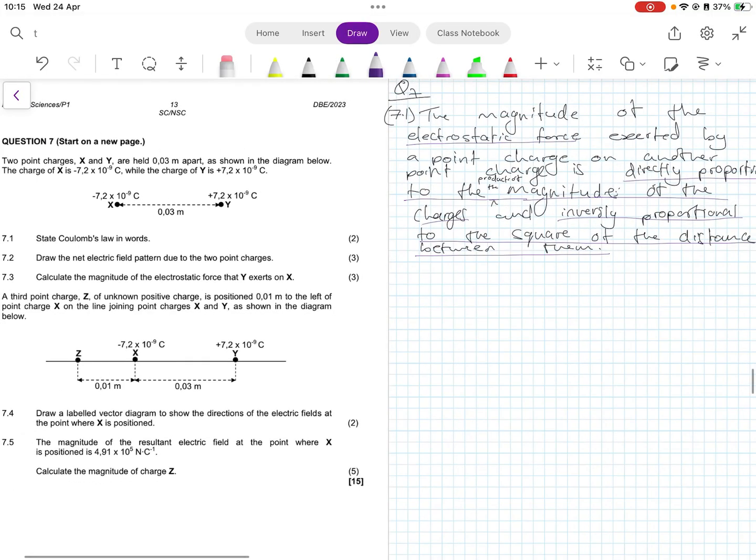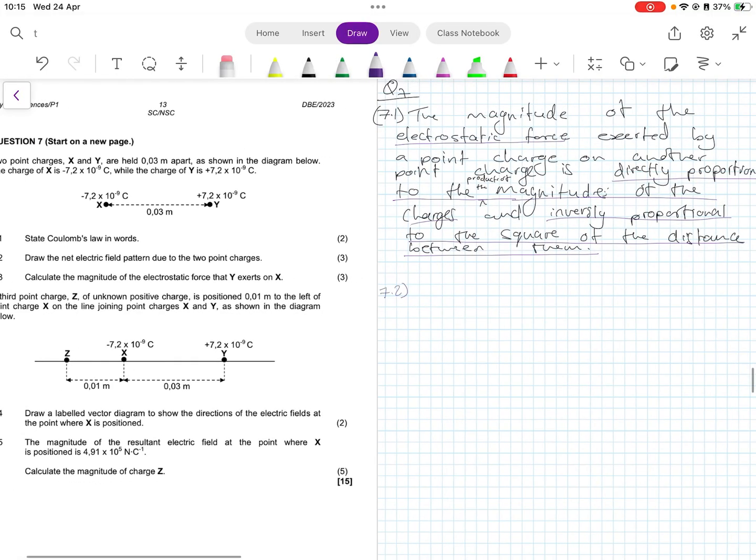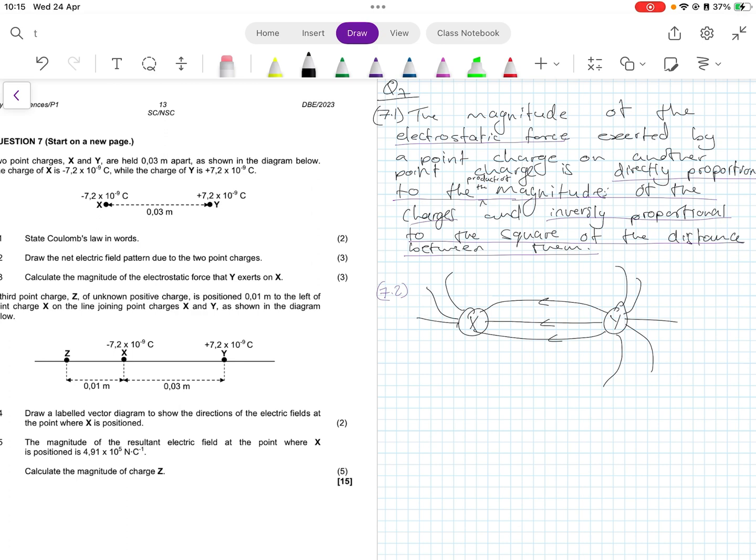Moving on to 7.2. Draw the net electric field pattern due to the 2-point charges. Now we know that our electric field lines flow from positive to negative. Thus, this will be our X, that will be our Y, and that will be our electric field lines. Do not mind my drawing. As I have said multiple times, my drawings are quite horrible.